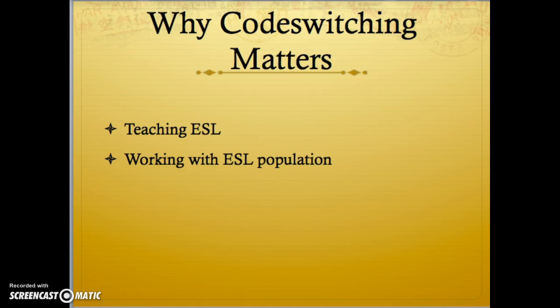Why code switching matters to me. As someone who's working to be an ESL teacher and who works with the ESL population, I see it as my personal responsibility to know everything there is to know about things that can help my students. So code switching is important. Working with the ESL community, they often code switch, so it's important to know. It's important to know the pros and cons about that.